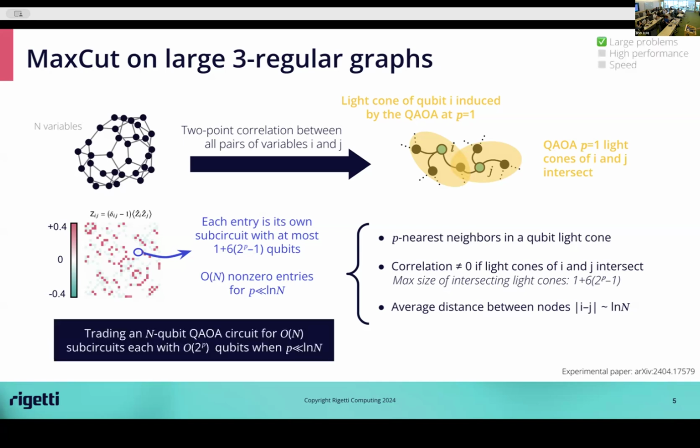So putting all of that together, we are trading an n-qubit QAOA circuit for order n subcircuits, each with order 2 to the p qubits, when p is much smaller than log n. But on NISQ devices, which are noisy, we can only run in the low p regime anyway. And so this trade-off is actually advantageous, because sure, the number of qubits in your intersecting light cone grows exponentially with p, but we're only interested in the low p regime anyway, because that's the only one we can deal with. So this is a reasonable trade-off we are willing to take to access much larger problem sizes than qubits available.